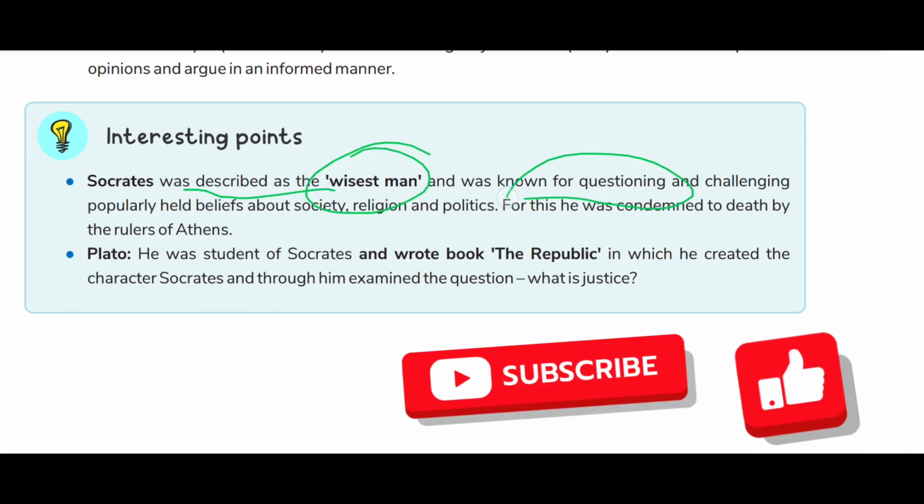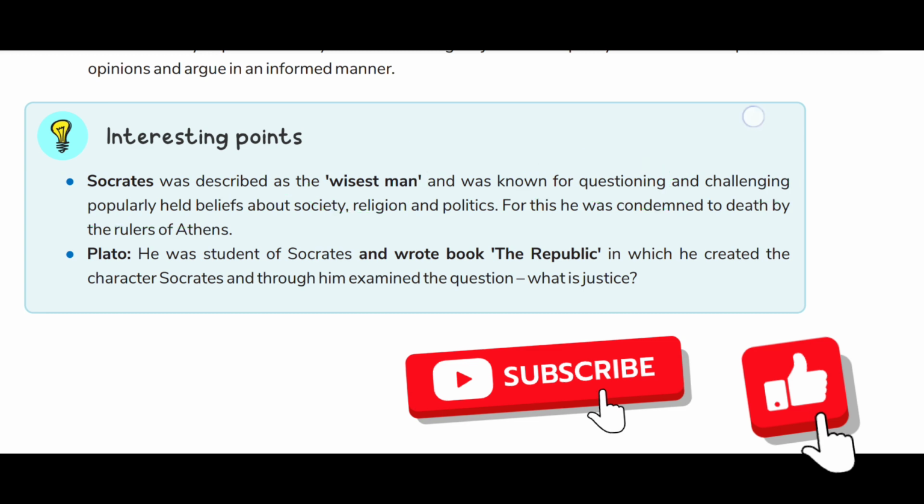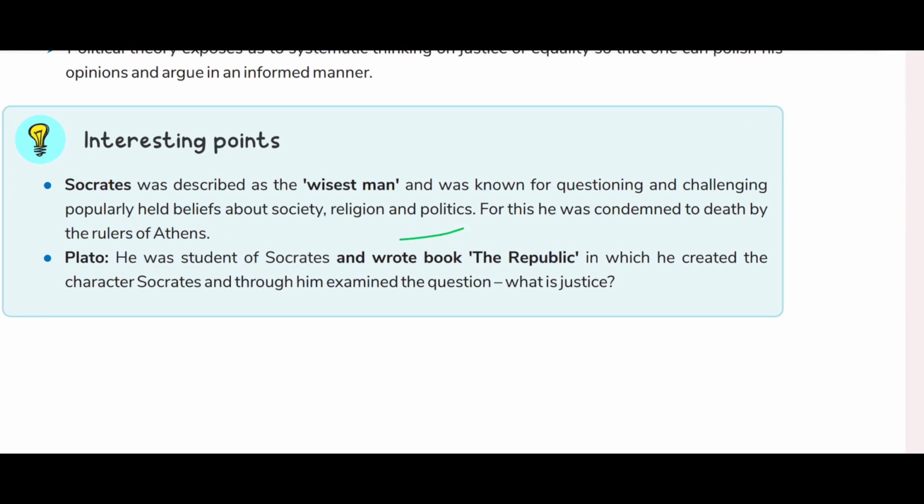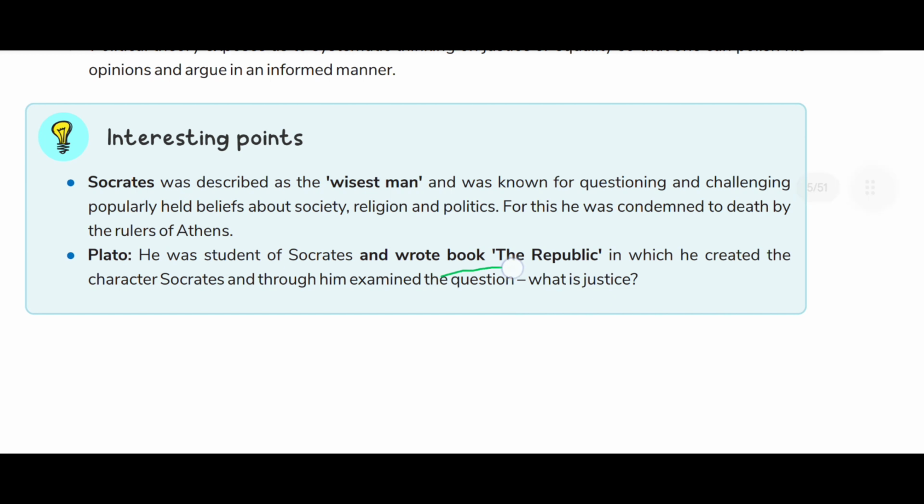and was known for questioning and challenging popularly held beliefs about society, religion, and politics. So, for this, he was condemned to death by the rulers of Athens. Plato, who was a student of Socrates, wrote the book The Republic, in which he created the character Socrates and through him examined the question, what is justice?